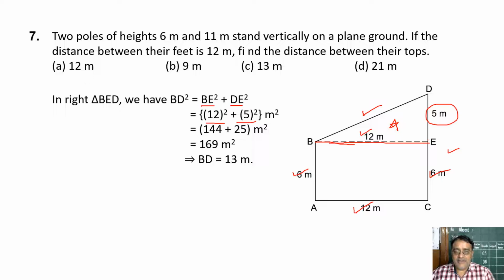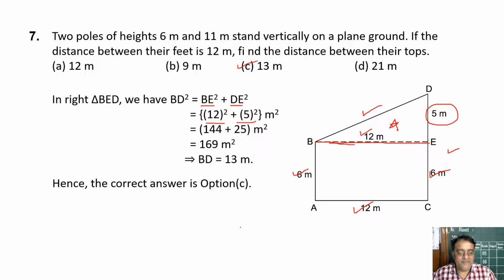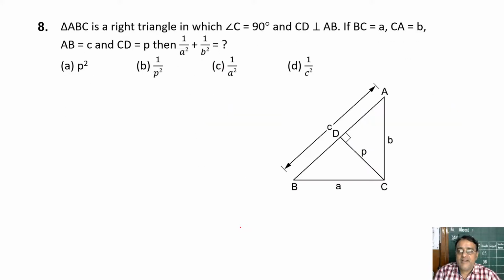Very good. So hence which option is the correct one? Option C. Option C, right. So this is question number 7. Now we are moving toward question number 8. Figure is given. Triangle ABC is a right triangle in which angle C is equal to 90 degrees and CD is perpendicular to AB, BC is a and CA is b and AB is c and CD is equal to p. Then 1 upon a square plus 1 upon b square is equal to what?